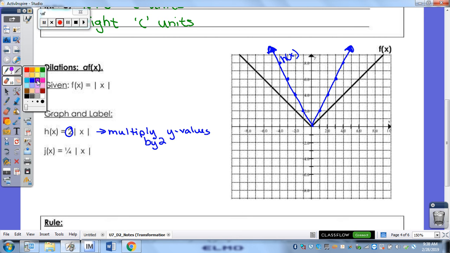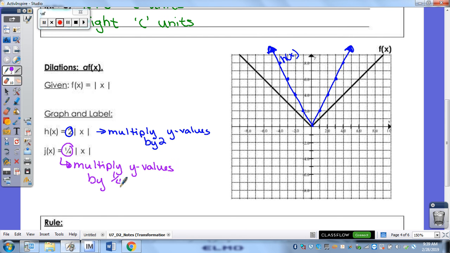So then for j, this time we got a 1/4 in there. So we're still going to multiply y values by 1/4. So remember the other thing you could do, instead of multiplying by 1/4, what could you do? Divide by 4 is the other way you could go. You could divide by 4.